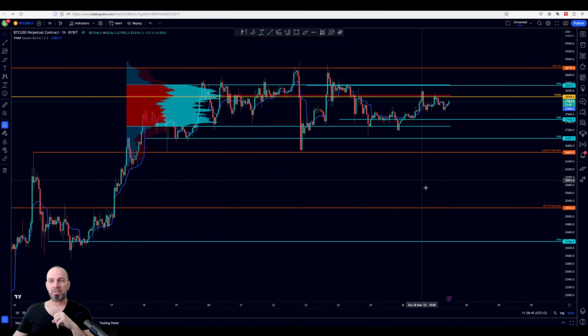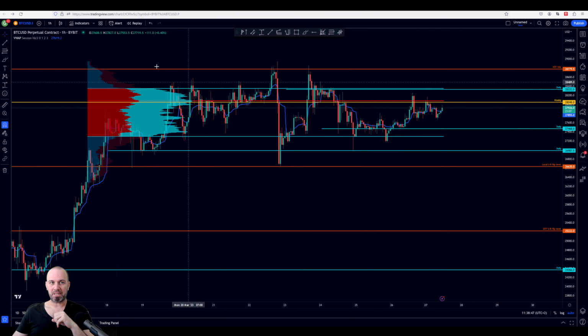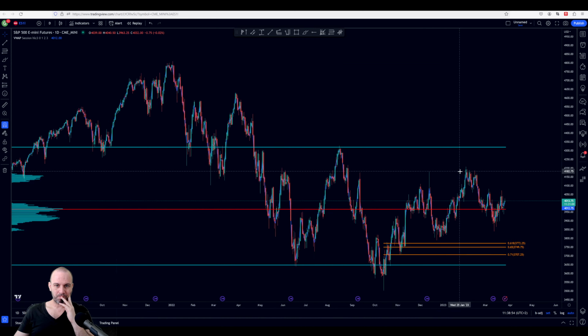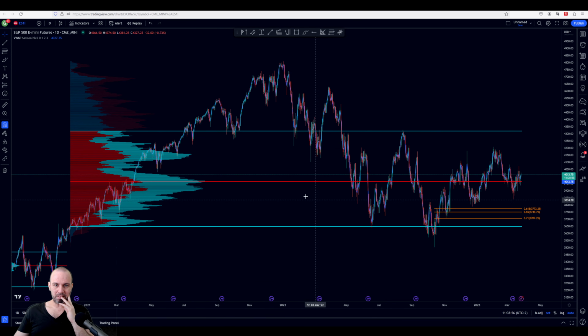Okay, so that would be Bitcoin. Let's check what ES is doing. Okay, very, very quick. So first thing that we need to see here is that the point of control was here, and once again moved to this area, right? That's somewhat to be expected because we do have a high volume node here.